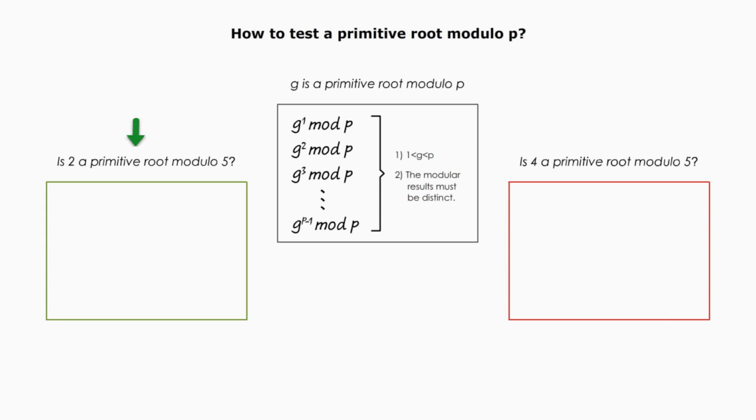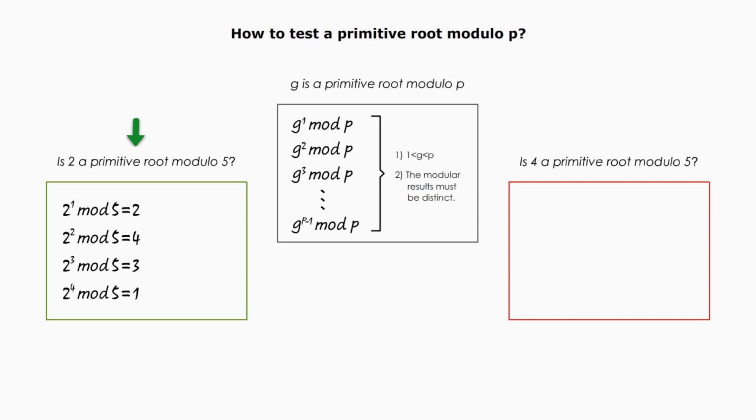Suppose P is 5, a very small prime number. Let me test if 2 is a primitive root modulo 5. 2 modulo 5 is 2. That's the remainder. 2 to the second power is 4. 4 modulo 5 is 4. And 2 to the third power is 8. 8 modulo 5 is 3. 2 to the fourth power is 16. And 16 modulo 5 is 1.